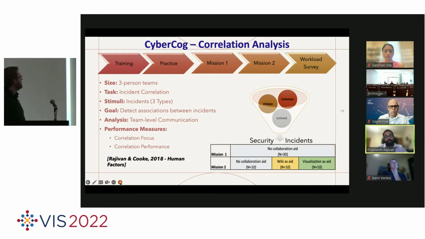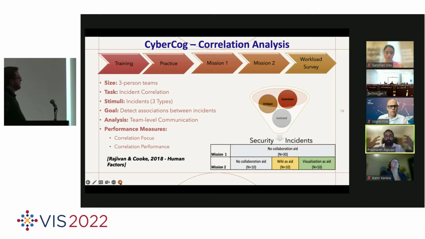They were 3-person teams, and their task was incident correlation. They would be given information about their specific subnetworks, so they would know what kinds of incidents occur in those subnetworks, and they would come together to discuss what they found. Their goal was to correlate the incidents happening at these different networks.